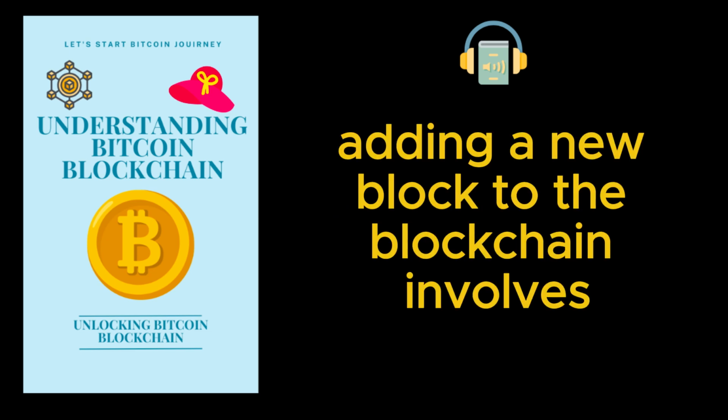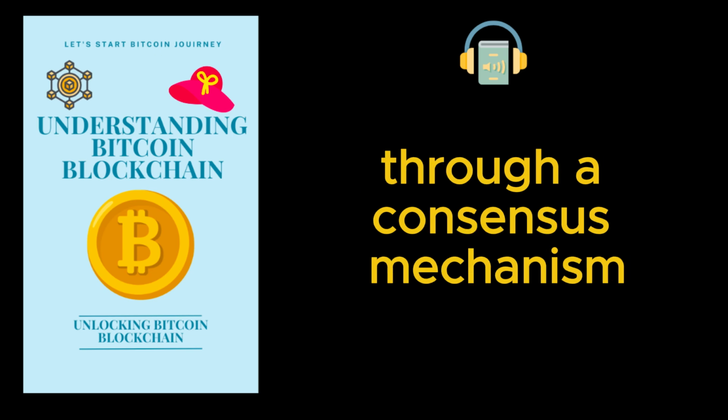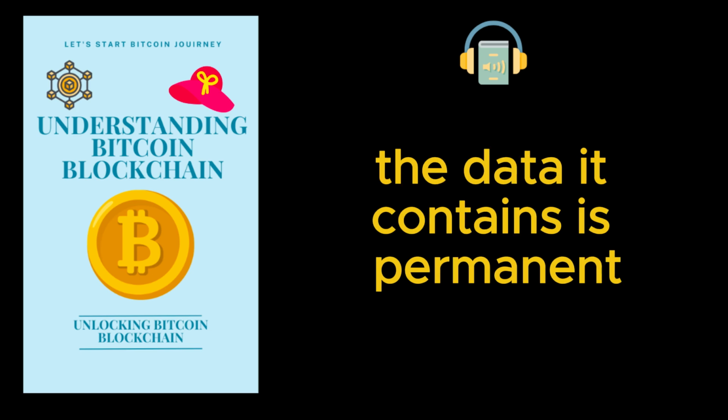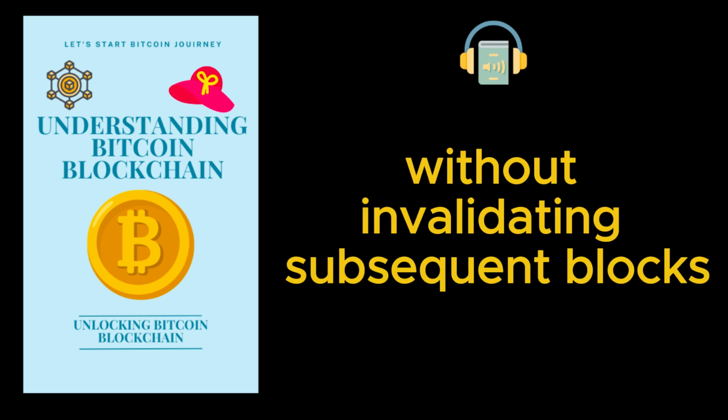The process of adding a new block to the blockchain involves validating and confirming transactions through a consensus mechanism, such as proof of work, POW. Once a block is added, the data it contains is permanent and cannot be altered without invalidating subsequent blocks.